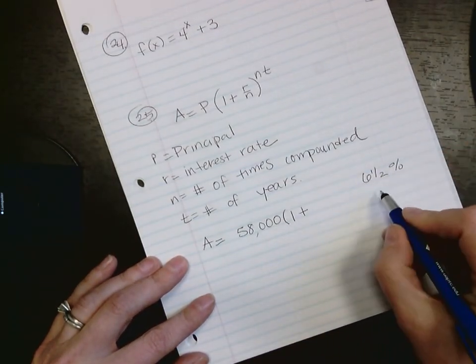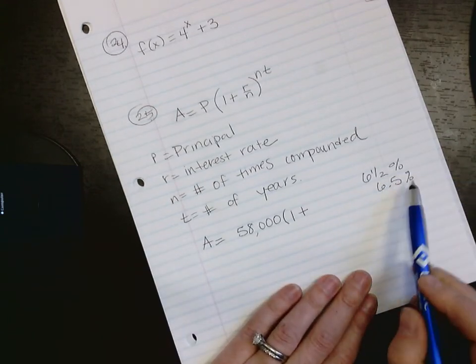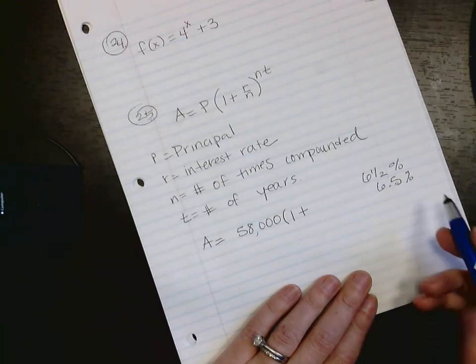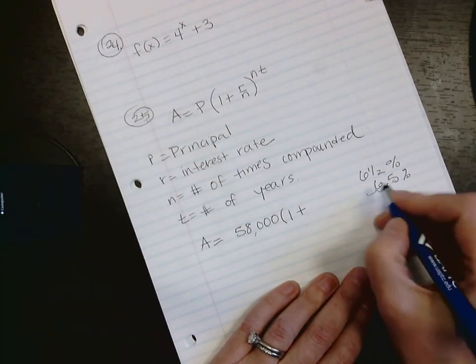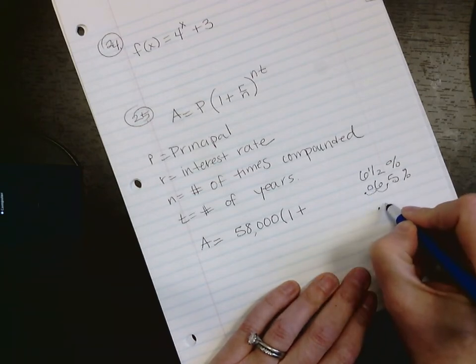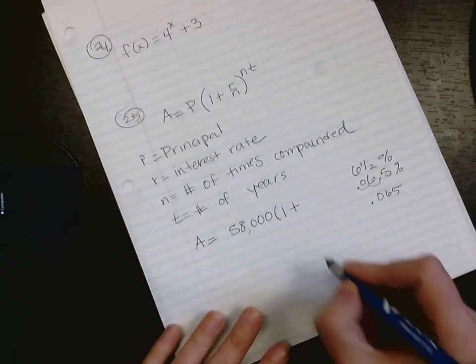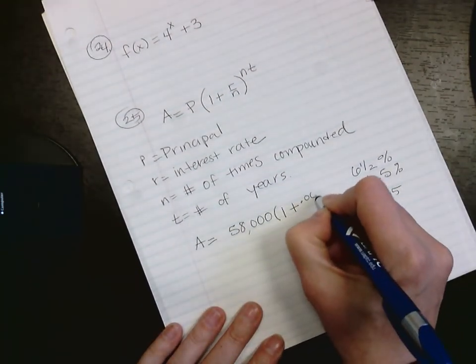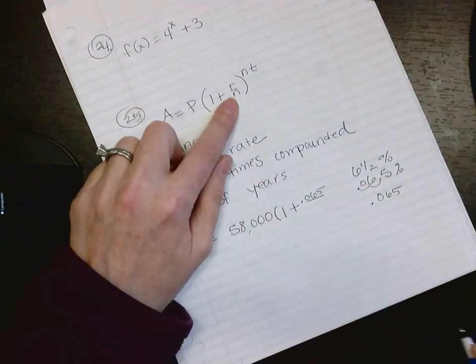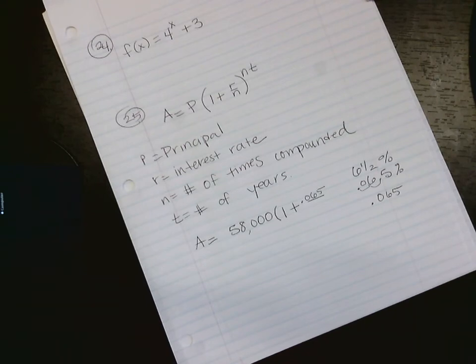But I still need to turn this percentage into a decimal, so I will move the decimal point 2 places to the left and fill that open spot with a 0. So 0.065 is my interest rate in decimal form. So 0.065 over N. The N is the number of times it's compounded. So if you look on your thing, it will show that it is compounded quarterly.